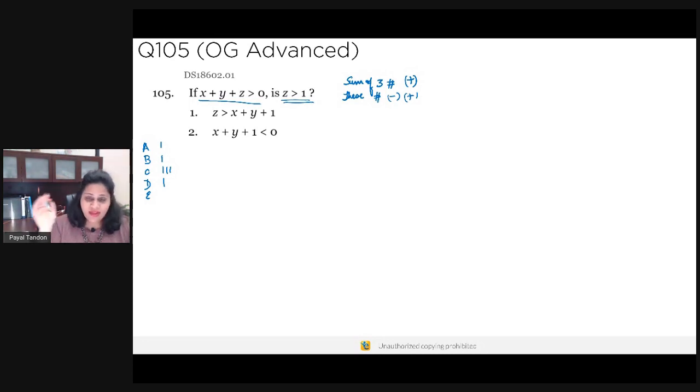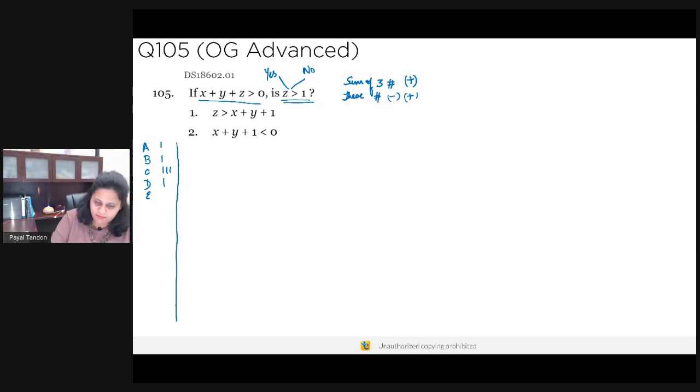Now we need a definitive answer. Whether z is greater than 1 or z is not greater than 1, we need a definitive answer, right? As long as we can get a definitive answer, whatever that answer may be, it doesn't matter. But we need to have a definite answer, and that is what we have to find out from the statements. Now let's take up statement number 1.